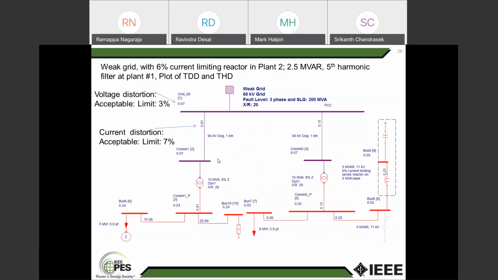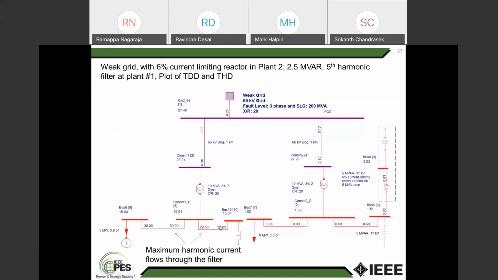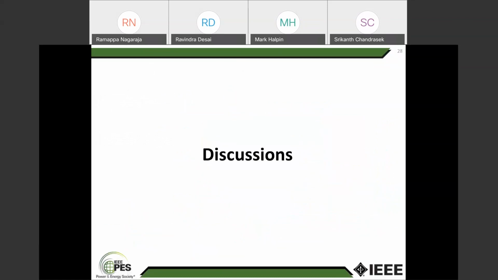Therefore, once you try to do this, the current distortion will be within the limit and also the acceptable limit. That's how the filter is designed. And with the filter, you'll be able to ensure that even with a weak grid, 6% current limiting reactor with a 2.5 mA fifth harmonic filter, the entire values are within the acceptable limits.